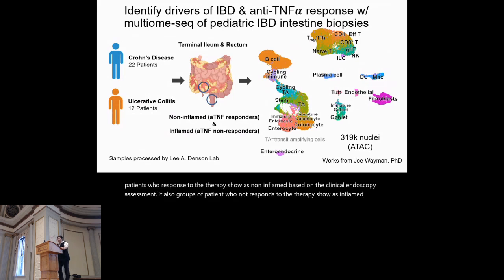So here on the right is a UMAP for all the 319K nuclei with high quality ATAC-seq data recovered from this study. As you can see, there are over 25 different cell types spanning lymphocytes, myeloid cells, stromal cells, and also the different epithelial cell populations.